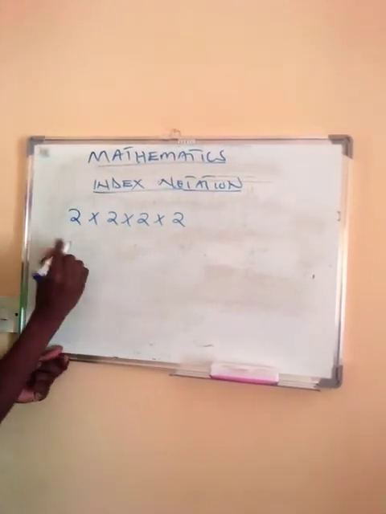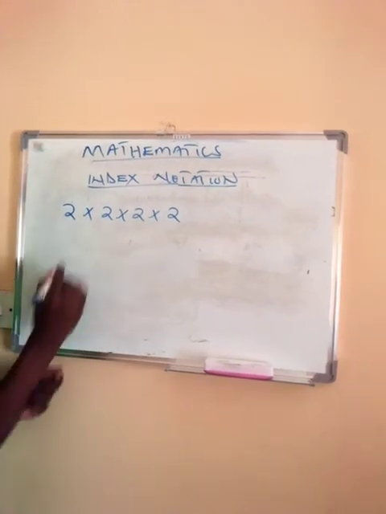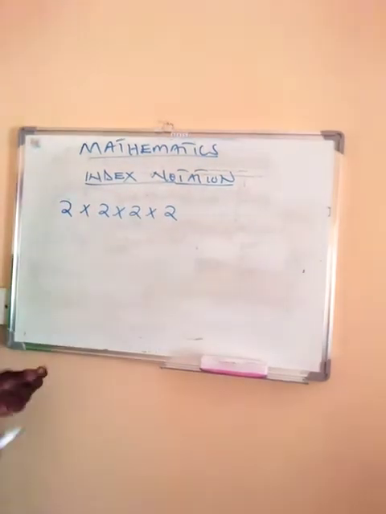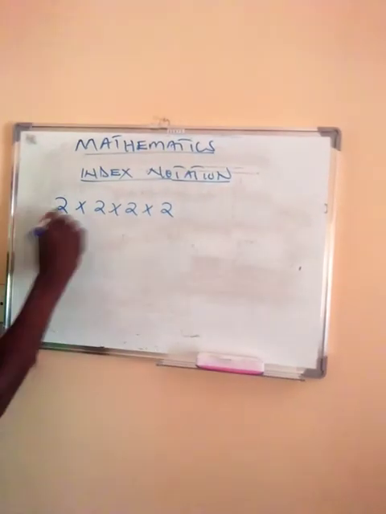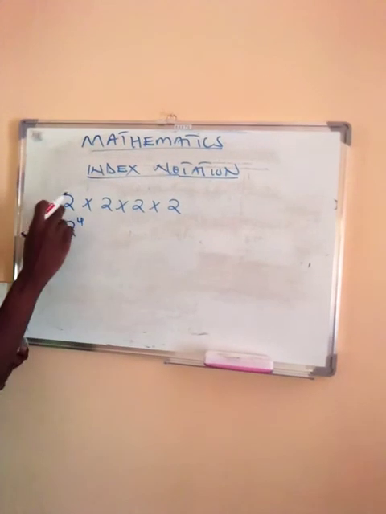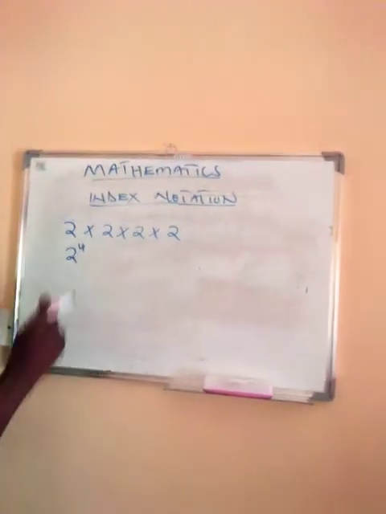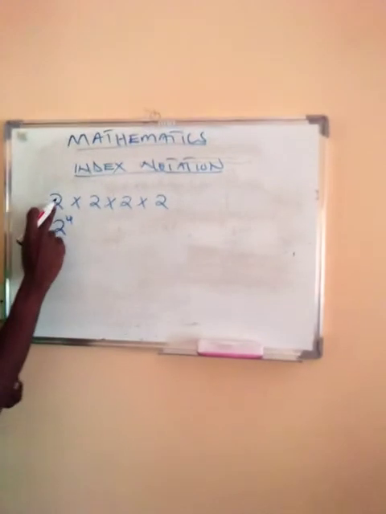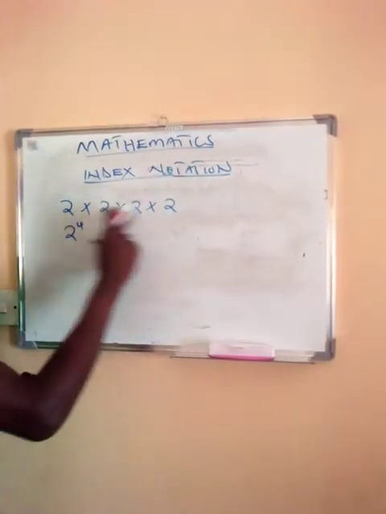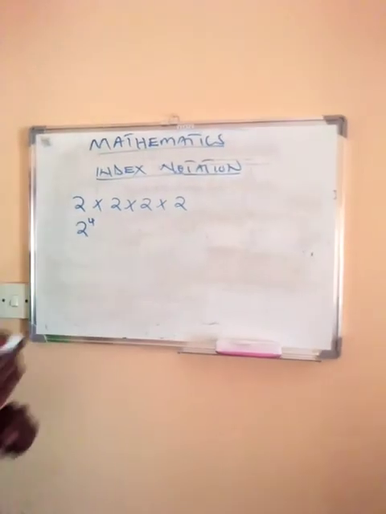So for instance, this 2 that we are multiplying by itself, how many times? 1, 2, 3, 4. So in an index notation, this can just be written as 2 power 4. You just count the number of times you are multiplying this 2. So you're multiplying this 2 by 2, 1, 2, 3, 4. So the number of times you are multiplying 2 becomes the power of the same 2, which is the base.